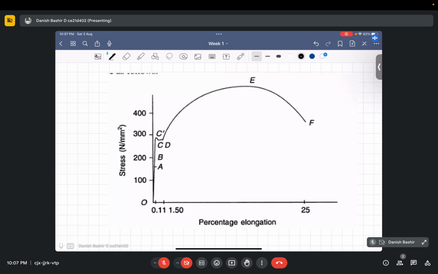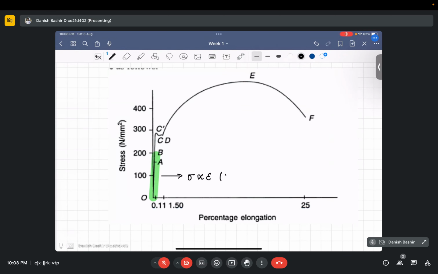If I look at the range OAB, from this to this, what is it known as? Within this range, the stress produced, sigma, is directly proportional to the strain produced, and the steel obeys Hooke's law. OAB range. So it obeys Hooke's law.